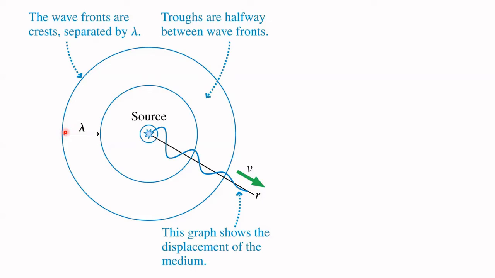And I'll point out now, later when we look at ray optics, we'll represent light with straight lines rather than talking about the wave nature. And the straight lines that you would draw are always perpendicular to the wave fronts.